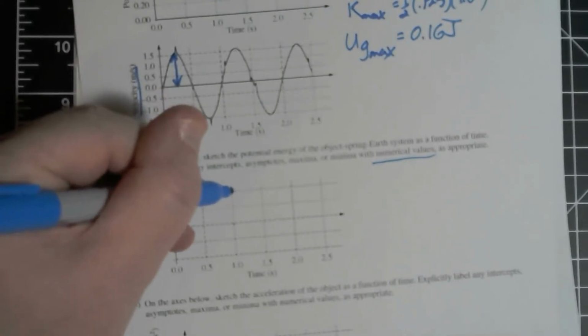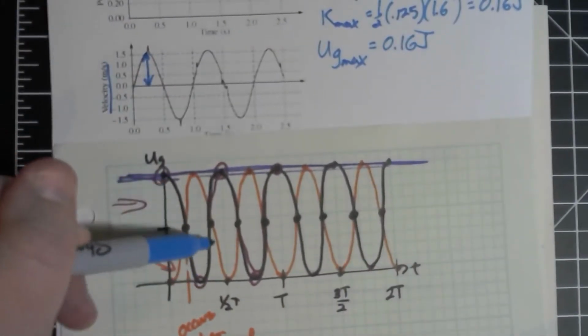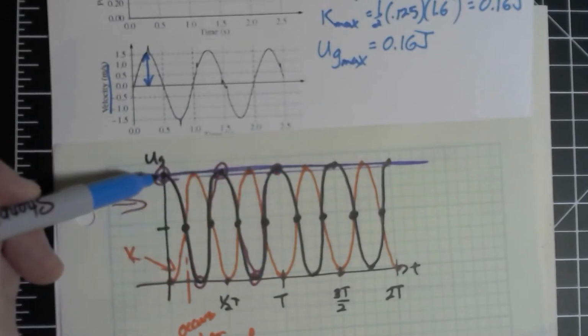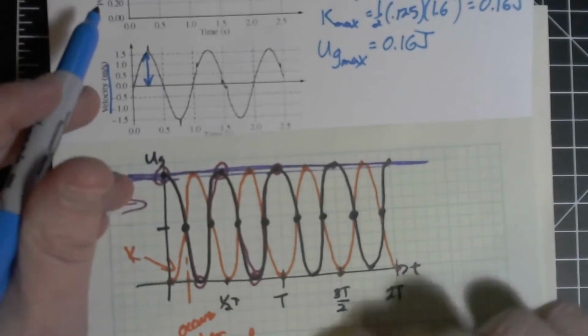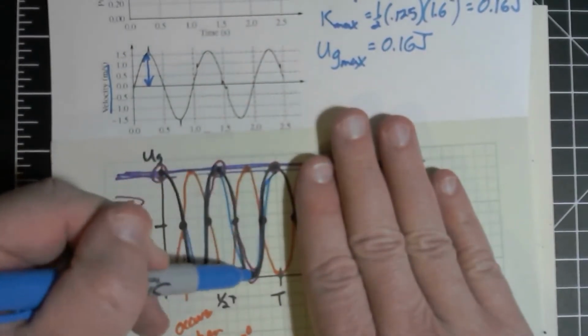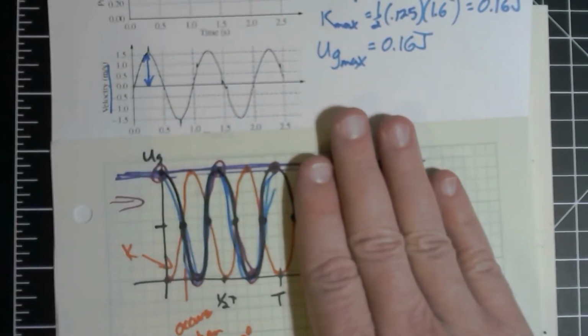Now here's the deal. The period is 1 second. So that means that I have to start and end in one period at 0.16 joules. But if you look at your original graph of potential energy, it has not one, but two peaks after the initial peak in one period. So if this is one period here, I've got to make almost a W shape for the potential energy in one period.